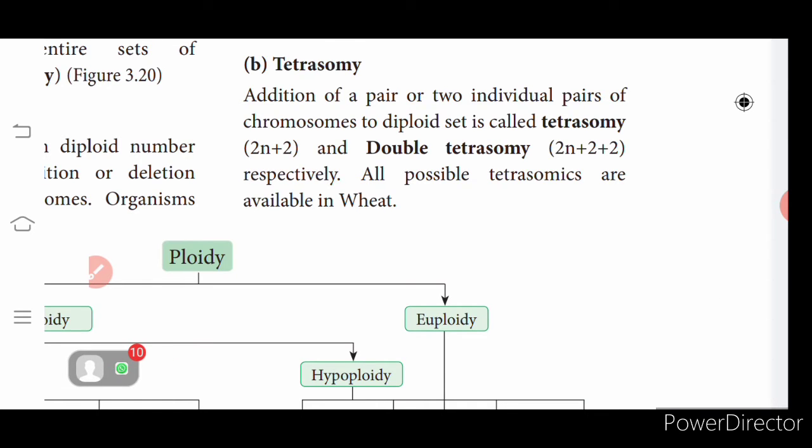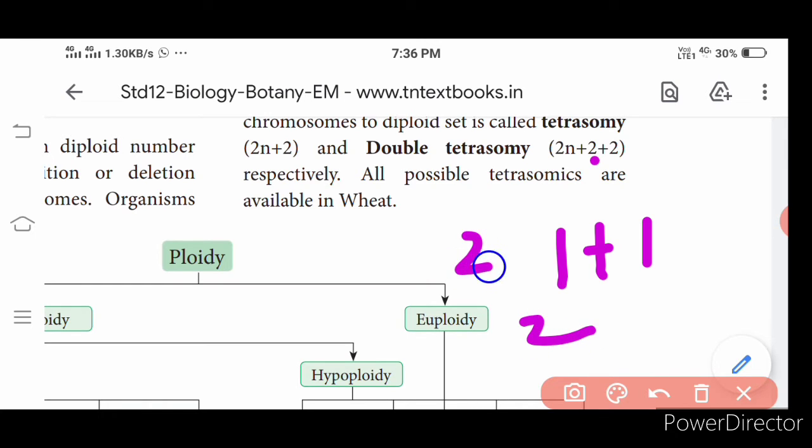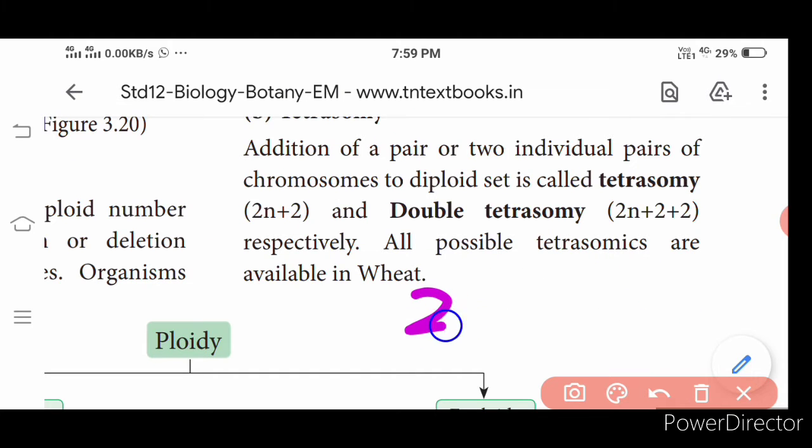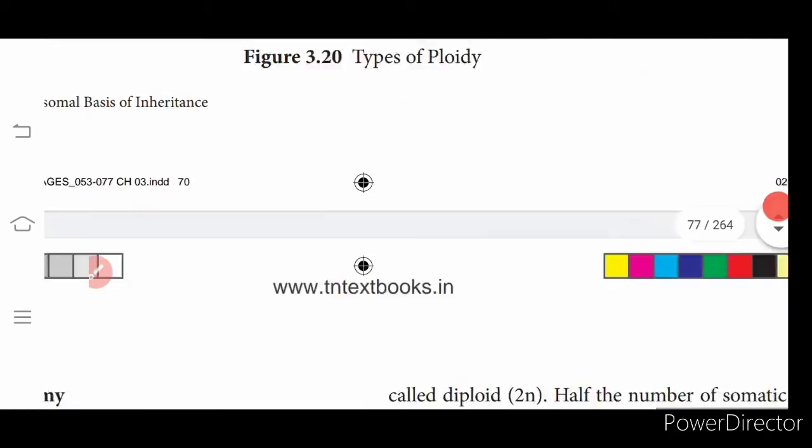So what is the difference between these two? Addition of 1 plus 1 is different from 2. Follow? 2n plus 1 plus 1: this is a different chromosome, this is a different chromosome. If it is 2n plus 2, these two are similar chromosomes. Do you follow? That is the difference between these two conditions. Okay, next we have seen this flow chart.